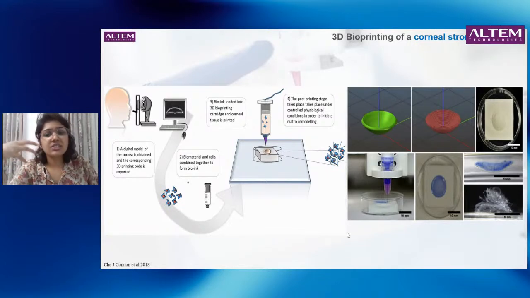So you have to take the digital model of the person's cornea, and you have to take the corresponding model of it, that's a 3D structure, and create the code, something called a G code with the infill. Then you select the material, say biomaterials, using the cells, blending them in the right proportion, and then you go to the process of printing it.